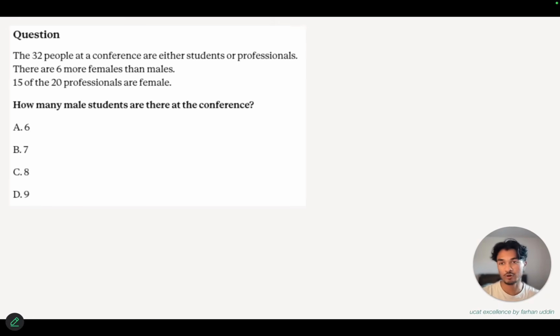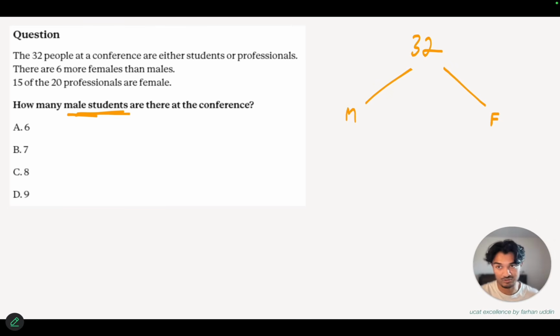All right, so let's go through this question. Our goal here is to find how many male students there are in the conference. For a question like this, I like to represent it in maybe a tree diagram and an equation format. So we've got 32 people at the top here, so everybody, and that's split off into males and females. So M, F, right here. Now we have to figure out how many males and how many females there are.